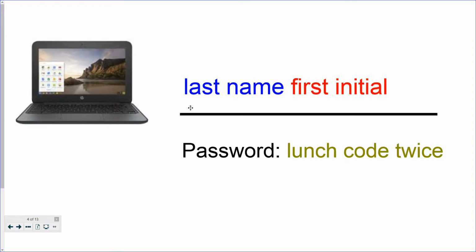Their password is just going to be their last name, first initial. Some of the kids have two first initials because if their brother or sister has the same first initial, then they differentiate it. And their password is going to be their lunch code twice. They can put the whole thing in there with the GermantownSchoolDistrict.org email, but they don't need to.